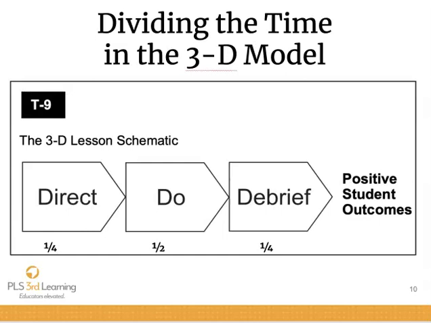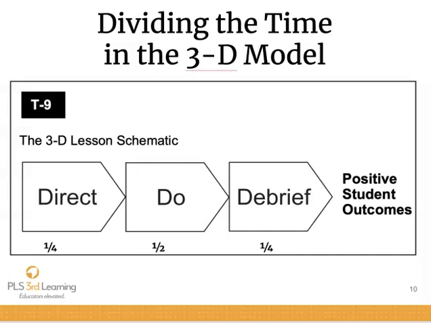How much time should you spend on each part of the 3D model? You want to spend approximately 1/4 of the time giving the directions for the subject matter and interpersonal skill, half of the time on students doing the assignment while you monitor and observe them, and 1/4 of the time debriefing the interpersonal skill and subject matter.